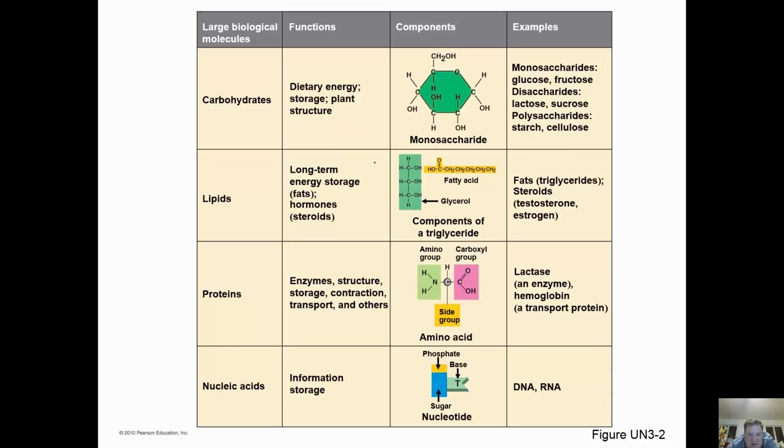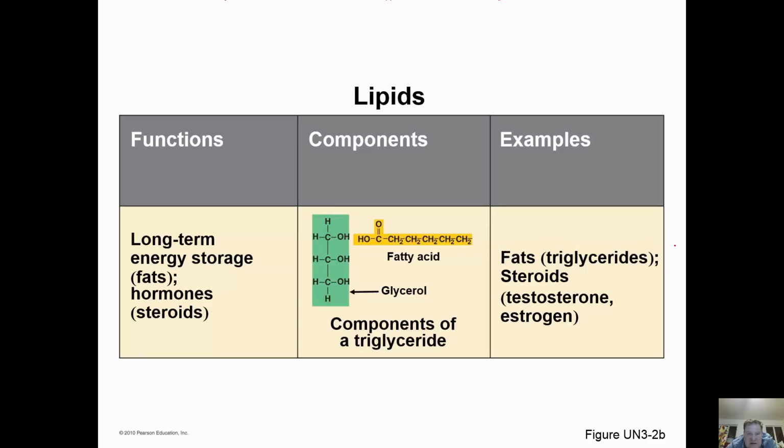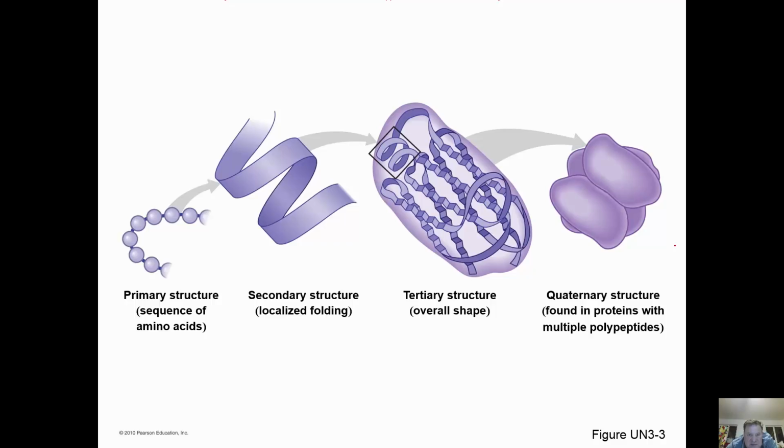Here's the dehydration synthesis. This is a very important structure to look at because it allows us to look at what carbohydrates, lipids, and proteins are. We look at their functions. You need to know their components, and you need to give examples of these. And hopefully we'll do this in class a little bit. Okay.